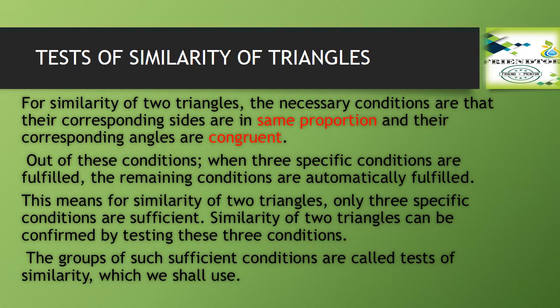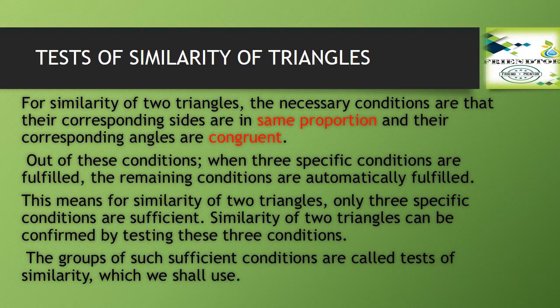But when we are telling that two triangles are similar, what we mean is their shape is the same, their size may not be the same. It can be the same or may not be the same, but essentially their shape should be the same. For the shape to be the same, there are two important properties. One is their corresponding angles should be congruent, and the second is their corresponding sides are in the same proportion. So there are two things when we are talking about similarity.